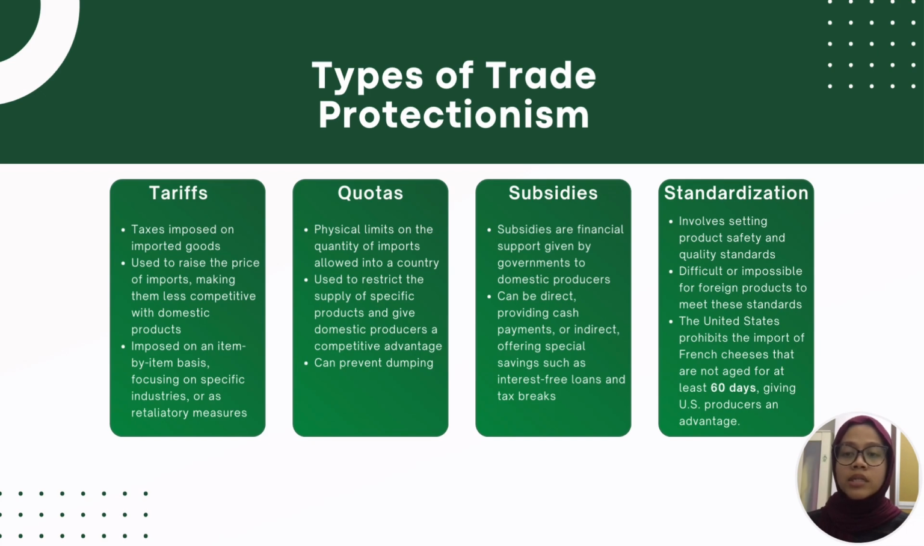Last but not least is standardization. Standardization involves setting product safety and quality standards that are higher than those of foreign competitors. This can make it difficult or impossible for foreign products to meet these standards, effectively blocking their entry into the domestic market. For example, the United States prohibits the import of French cheeses that are not aged for at least 60 days, giving US producers an advantage.